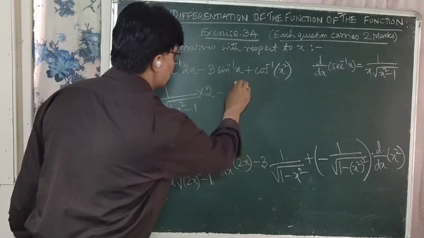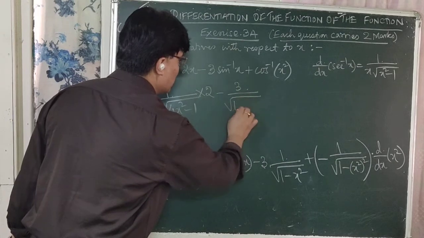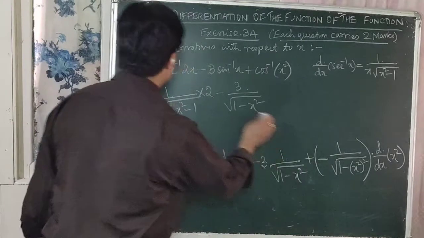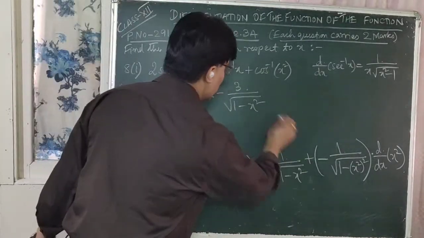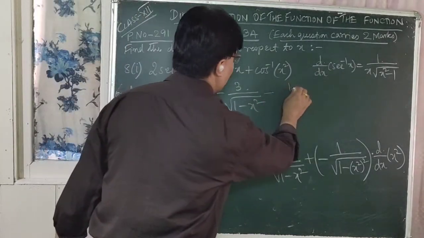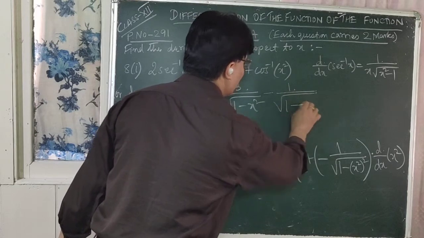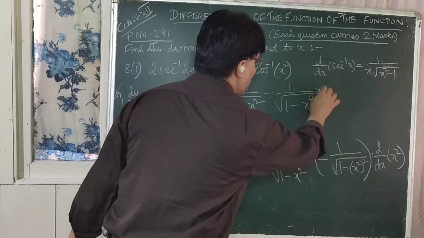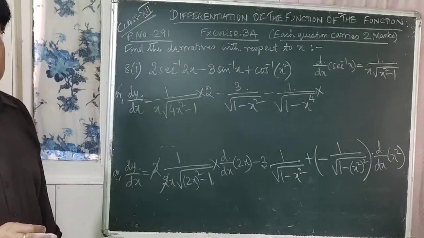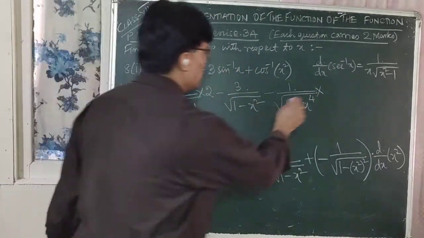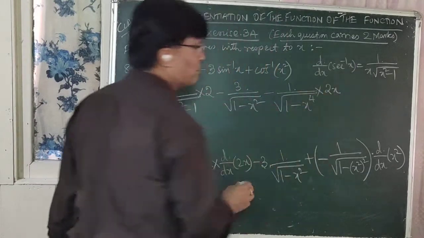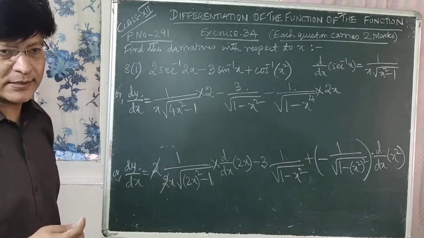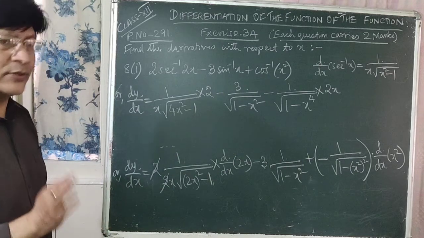Minus, these 3 ones are 3 divided by root over 1 minus x square. So plus and minus is minus. So 1 upon root over 1 minus, what is x square whole square? It is x to the power 4, into what is d by dx of x square? 2 comes in front and decrease the power of x by 1, that is x to the power 2 minus 1, that is only x. So is that clear?